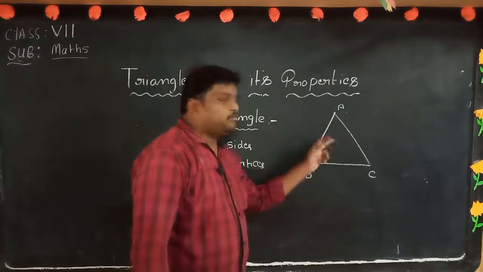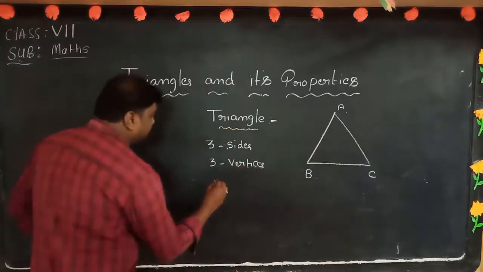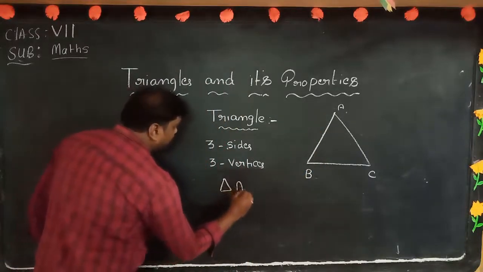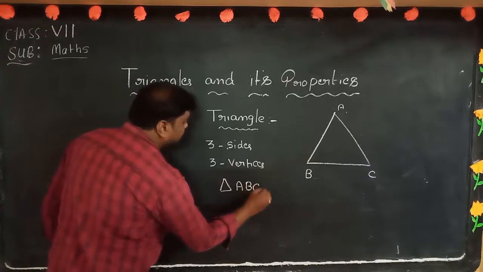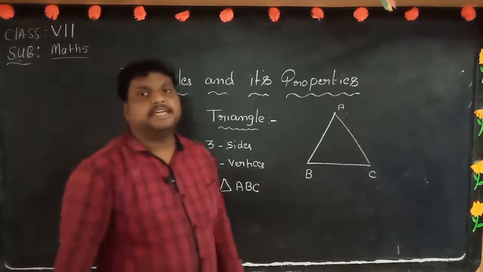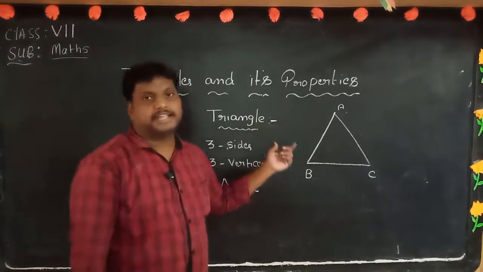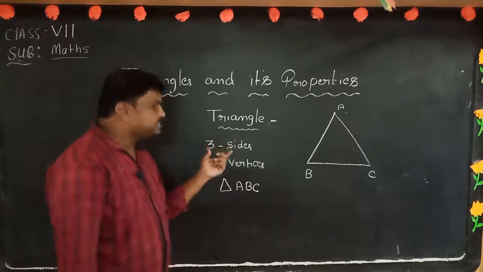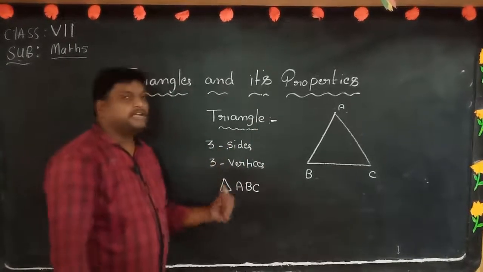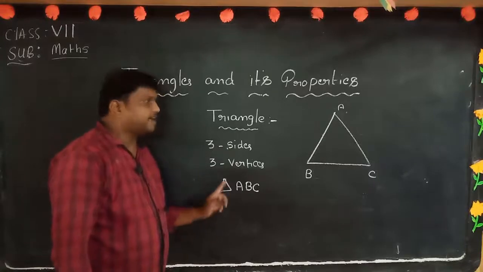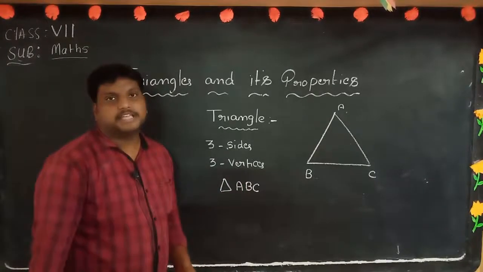In the triangle we can represent the symbol triangle ABC. Triangle is a closed curve with 3 line segments. The triangle is having 3 sides and 3 vertices. Then we can represent the symbol triangle ABC. Okay, this is about triangle.